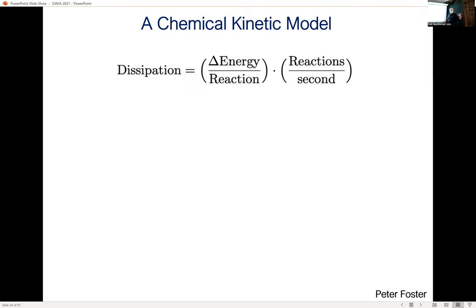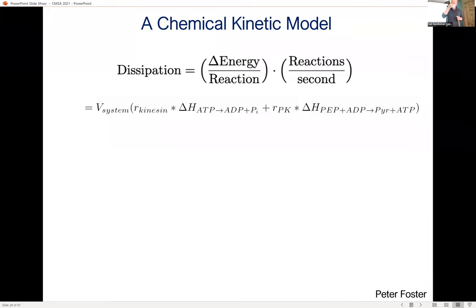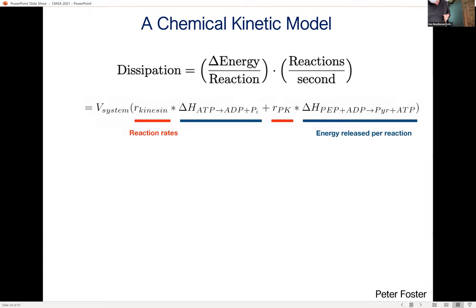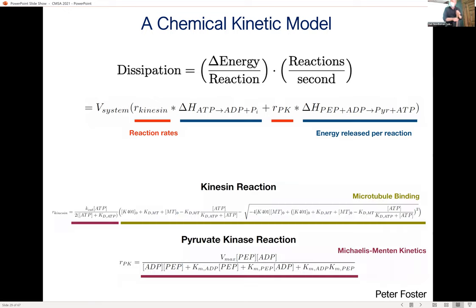So the amount of energy dissipated is the energy dissipated per reaction times the number of reactions per second. Are you with me? I'm not sure if I'm going too fast. I know this is a theory seminar, so I want to have an advanced theory. Basically one can write this out for these reactions, where you have reaction rates and energy released per reaction. The reaction rates can be some kind of complicated functions.